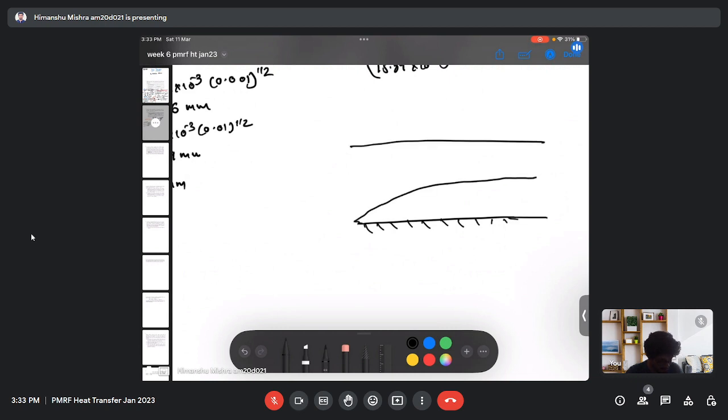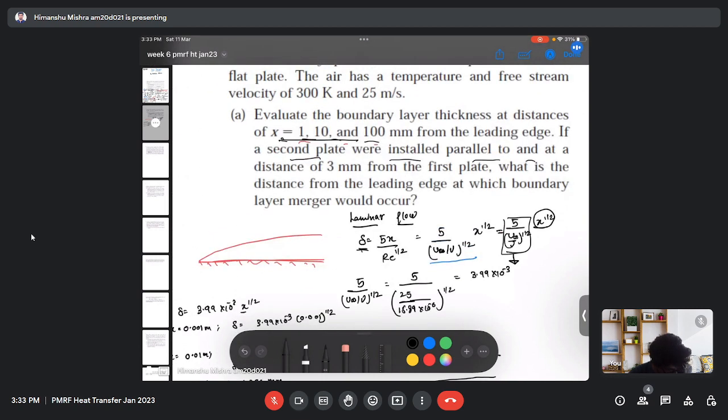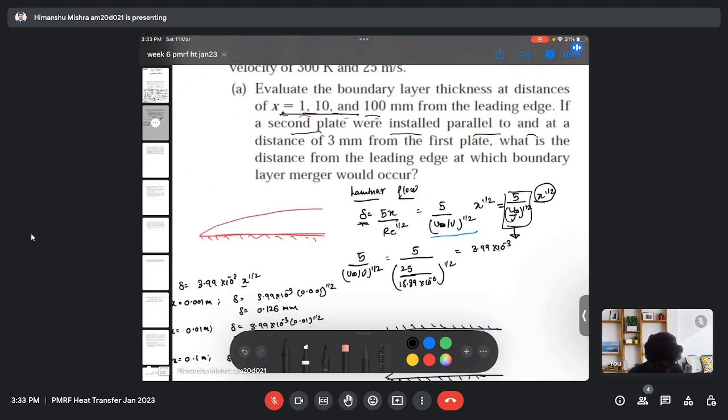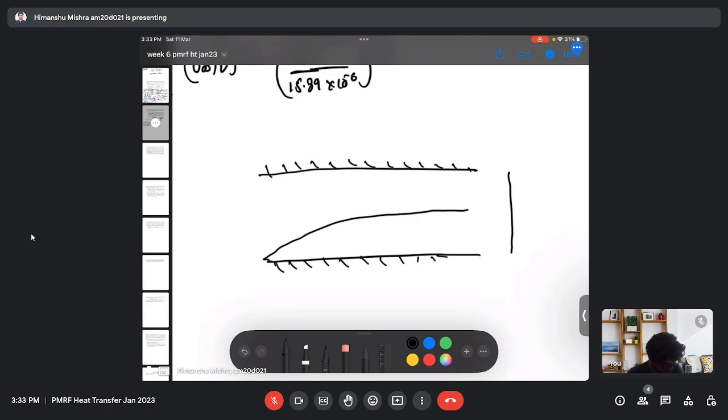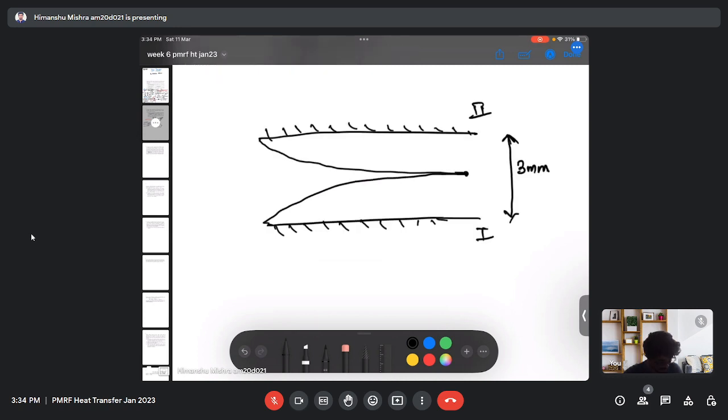Now we add a second plate also, and we add this second plate at a distance of 3 millimeter from the first plate. This is my first plate and this is my second plate. So there will be a boundary layer from here also, and we need to find this distance where the merger will occur, where these two boundary layers merge with each other.